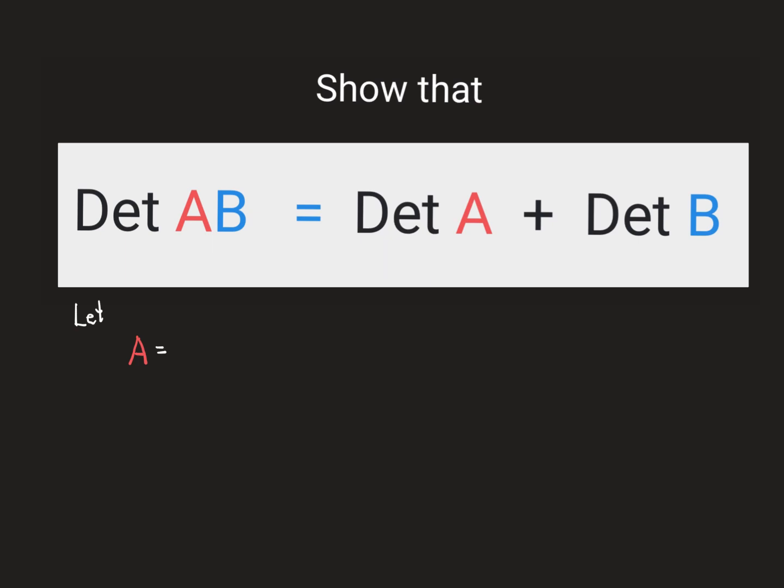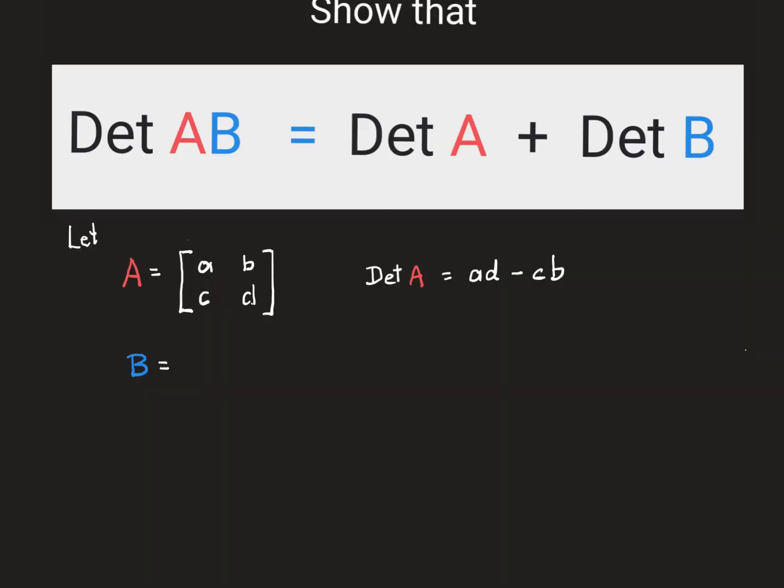Let A be the matrix A, B, C, D. Then its determinant can be found by multiplying A times D minus C times B. And now let the B matrix be W, X, Y, Z. So the determinant of B will be W times Z minus Y times X.